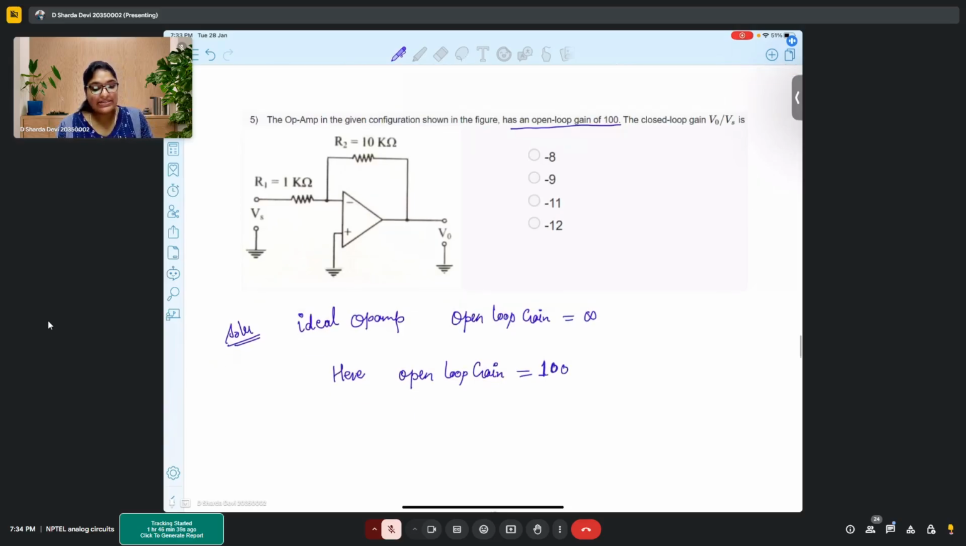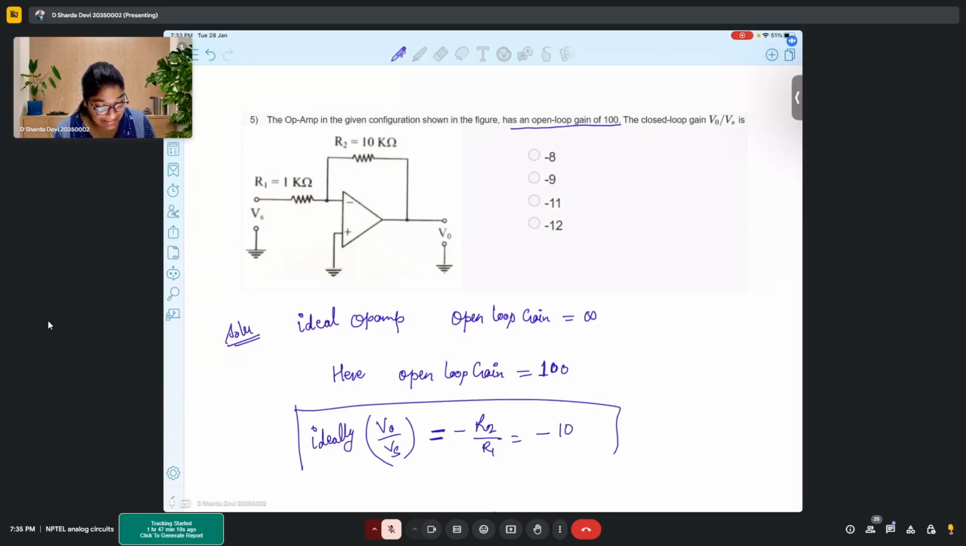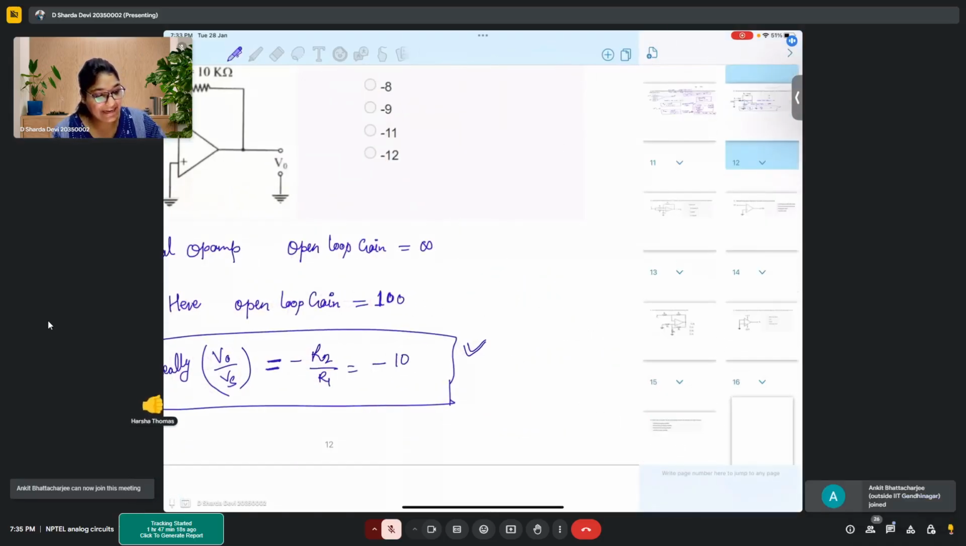So if I had considered that my op-amp is ideal, then what was my gain, V out by Vs, ideally? If this was an ideal situation, what would my gain have been? Which is minus R2 by R1, right? Yes, ma'am. That is minus 10. This is what you would have gotten ideally, right? But let's see what happens when you consider this practical case, okay?